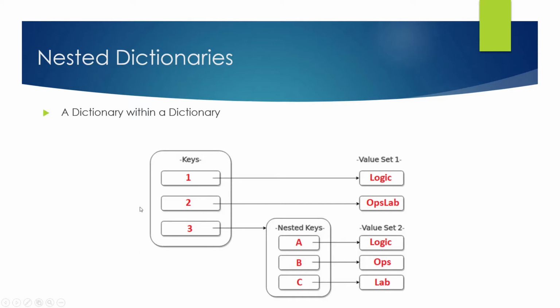But here you can see this is as a whole one dictionary, but inside it is having one more dictionary. So they are in a nested form. You can give a dictionary inside a dictionary. So this key is pointing to logic, which is the first value in the value set. Second, 2, is pointing to ops lab, and third is pointing to another dictionary. And this dictionary has 3 keys with 3 values over there. So this is a form of nested dictionary.